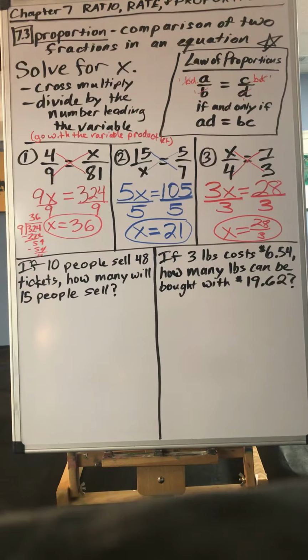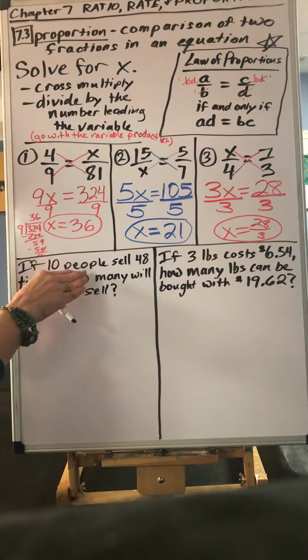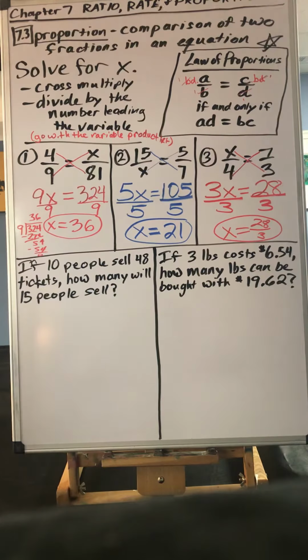Okay, so to solve a proportion, which is a comparison of two fractions in an equation, you cross multiply, divide by the number leading the variable. Now, here's 2 word problems. Don't panic. These types of word problems, in a lot of ways, I think are the easiest ones to solve. Let's look at the first one. It's talking about 10 people sell 48 tickets. How many will 15 people sell?